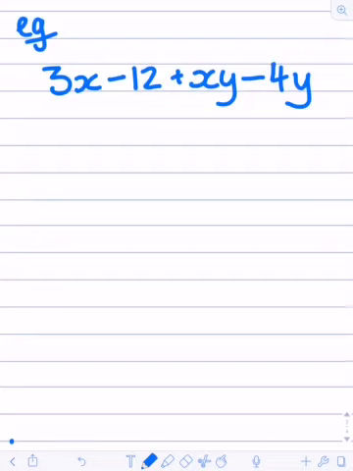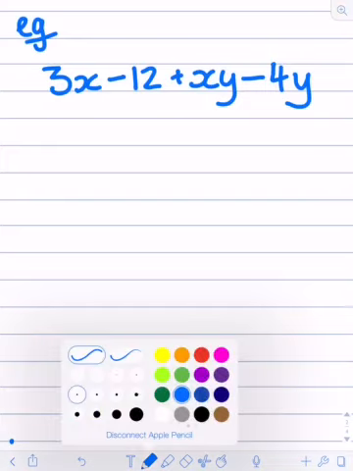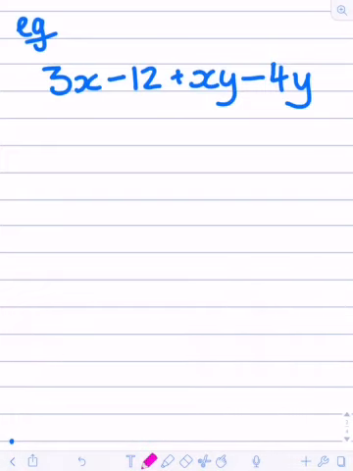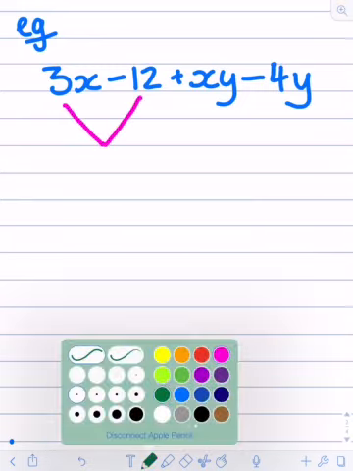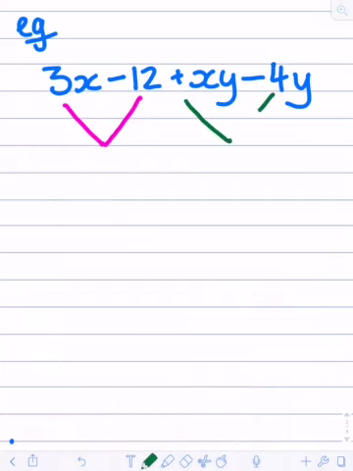So if we look at this expression here, it has four terms. It has 3x, minus 12, plus xy, and minus 4y. Now, all of these terms don't share a highest common factor in regards to numbers and letters other than the number 1. So that's quite pointless. But what we can do here is factorize the first two terms and factorize the last two terms by grouping them in pairs, as the name suggests.